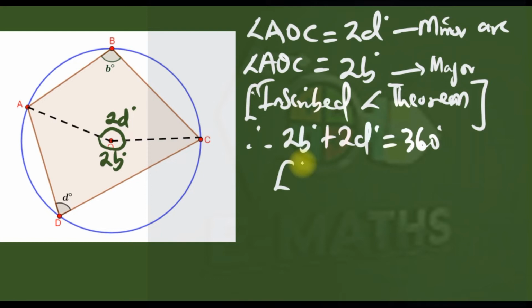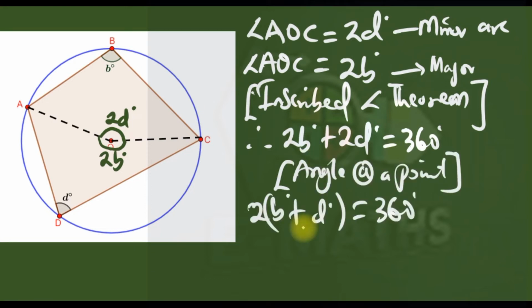So we can factor 2. We're left with b plus d equals 360 over 2. Dividing both sides by 2, we have b degree plus d degree equals 360 over 2, which is 180. So we've proved that. Whenever you sum the angle here and here, it is always 180.